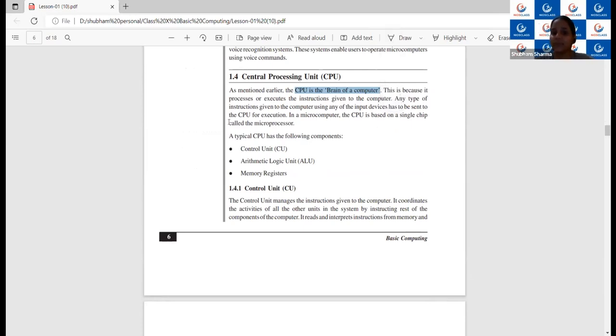This is because it processes or executes the instructions given to the computer. So whatever instructions we give to the computer, it first goes into the CPU and only then does it execute those instructions. Any type of instruction given to the computer using any of the input devices has to be sent to the CPU for execution. I just told you this, right?